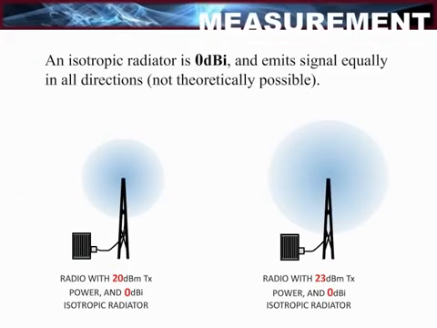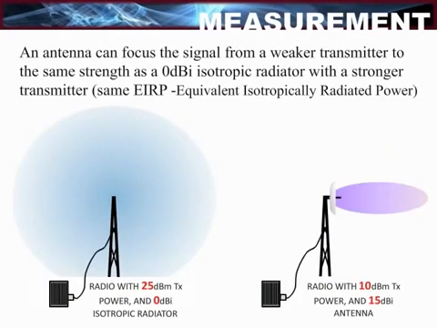As previously mentioned, an isotropic radiator emits signal equally in all directions. Here we have two isotropic radiators. The one on the left is being supplied with 20 dBm of power. The one on the right is being supplied by twice the power, or 23 dBm. An antenna can focus the signal from a weaker transmitter to the same strength as a 0 dBi isotropic radiator with a stronger transmitter. Looking at the two systems below, we can see that the one on the left has much more power than the one on the right.